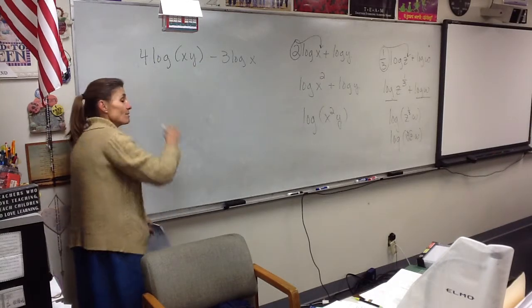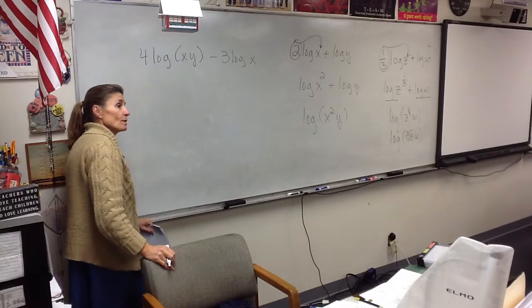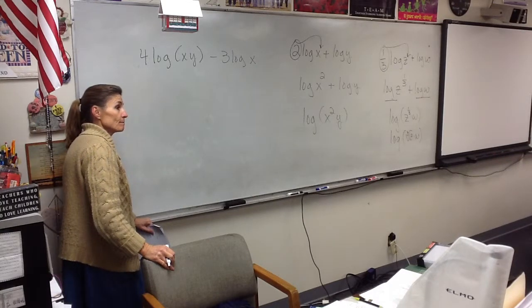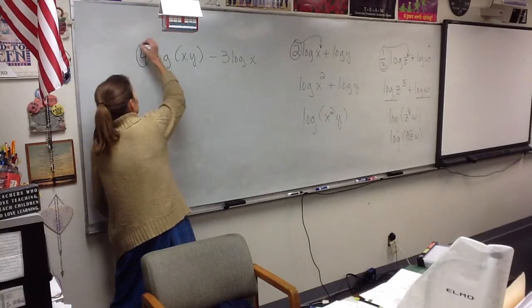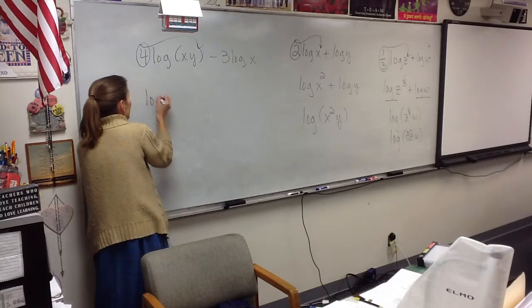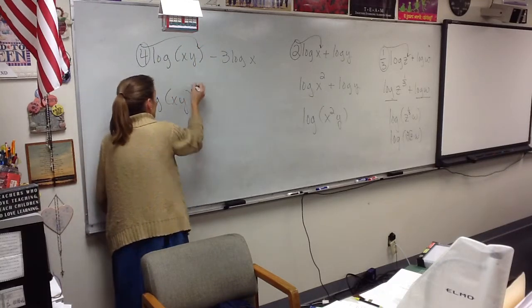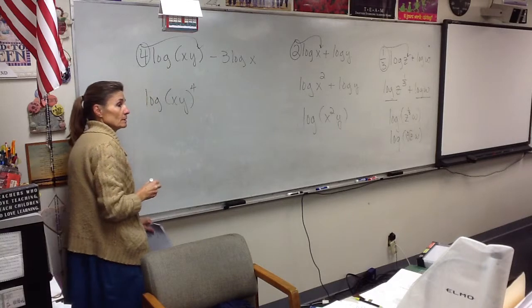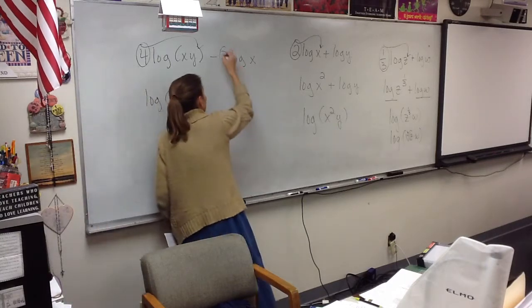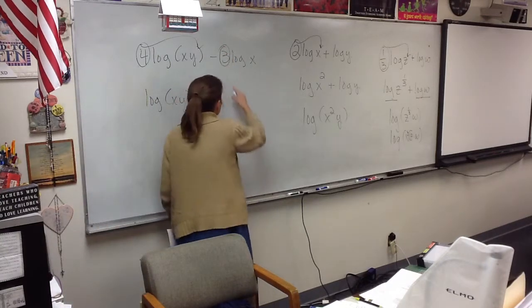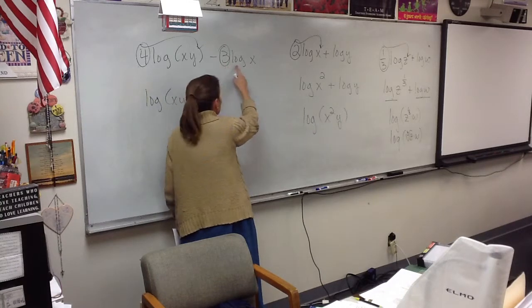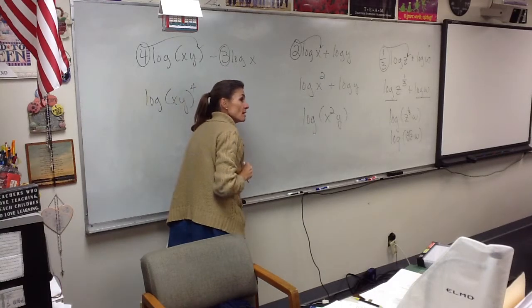See this number out here in front of this logarithm? What does that number mean? It's an exponent. So he's going up here, and I'm going to have the log of xy to the 4th. Now what about this 3 right here? See that 3? He's in front of a logarithm. What am I going to do with him?